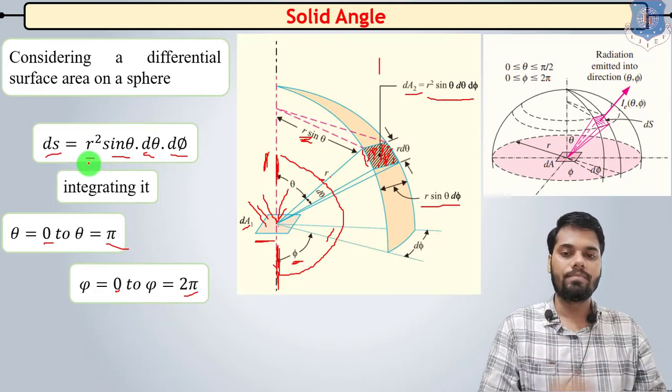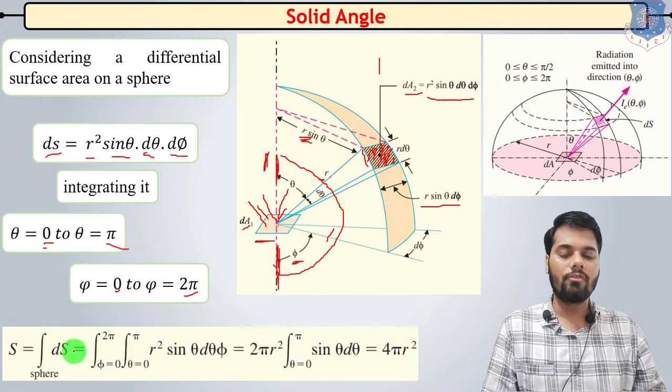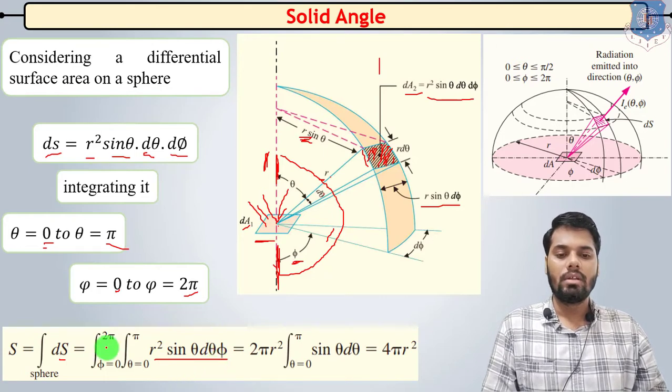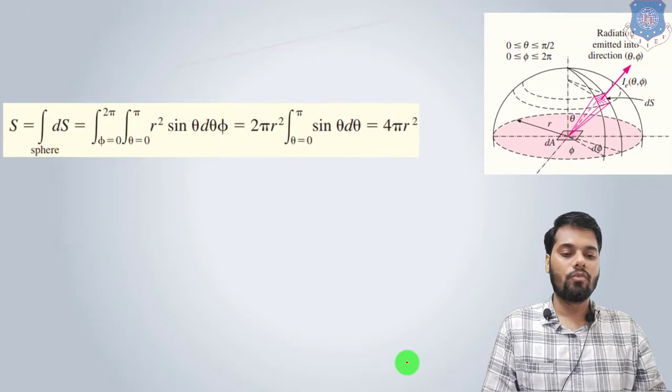Okay, for the sphere. So integrating this differential area and giving limits to theta and phi, we get, this is the differential ds, which means r square sin theta d theta d phi. There is only d phi, so putting upper limit minus lower limit will give us 2 pi. There is already r square here, so 2 pi r square. Now the integration of sin theta d theta, with limits 0 to pi, upper limit minus lower limit, will give us 4 pi r square.